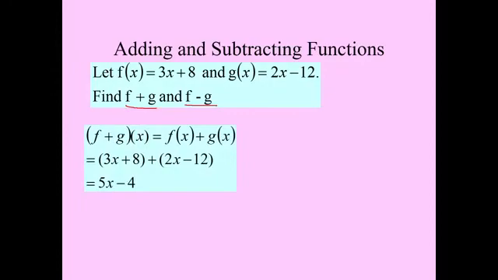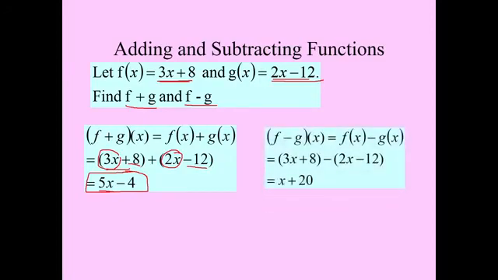For f plus g, we have this. I'm going to add 3x plus 8 and 2x minus 12. That's so easy. And then you combine like terms. So that is 5x. Positive 8 minus 12 is negative 4. So therefore, this is now the value of the sum of the 2 functions.